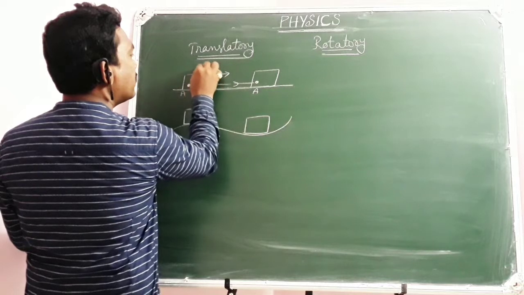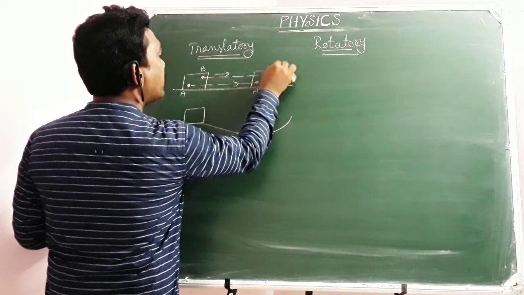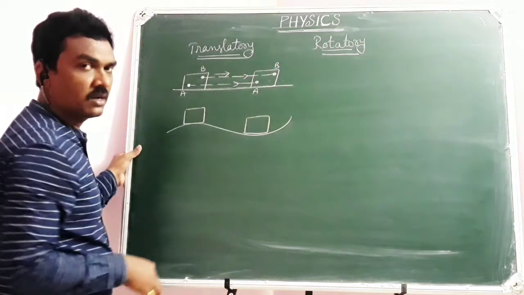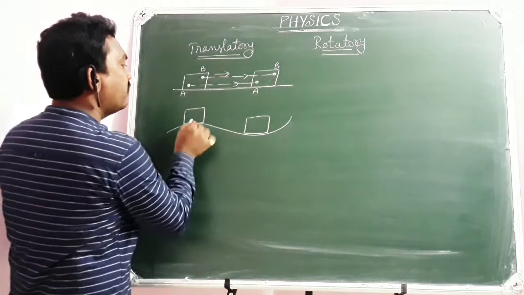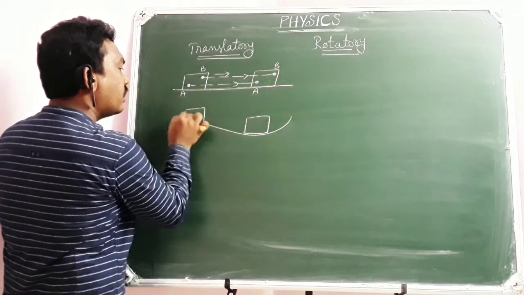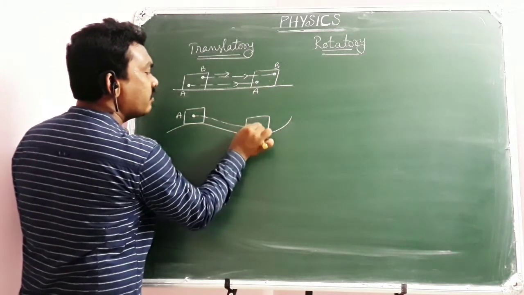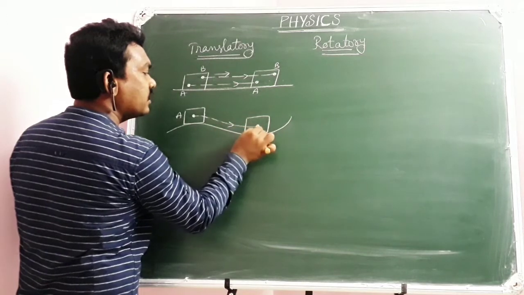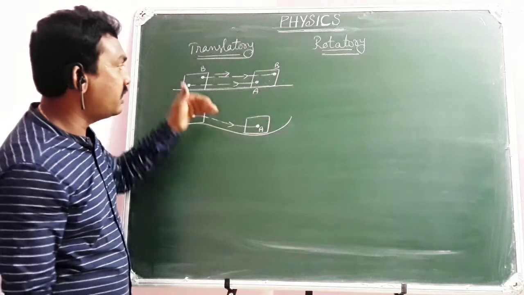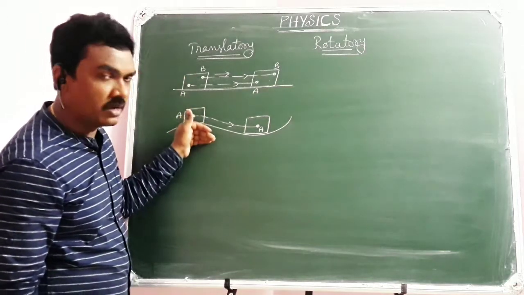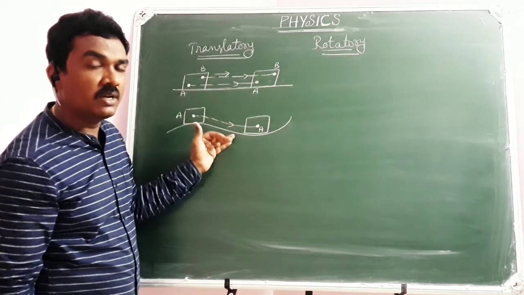Each and every particle in the body will travel through the same length of the path, and their paths are parallel, which is the translatory motion. Not only along the straight path, even along a curved path. If you take any particle, each and every particle will travel the same length of the path, and their paths are parallel. So translatory motion can be either along a straight line or along a curved line. Of course, this is the rectilinear motion and this is curvilinear motion.